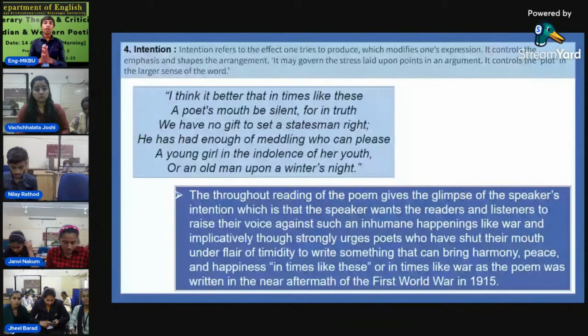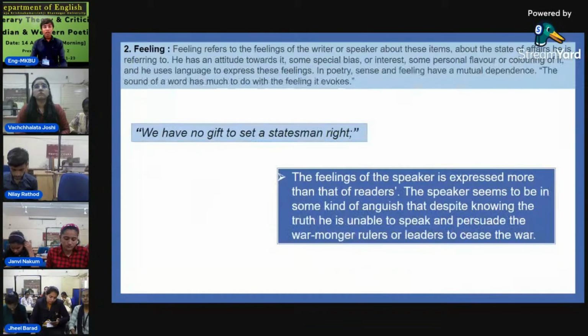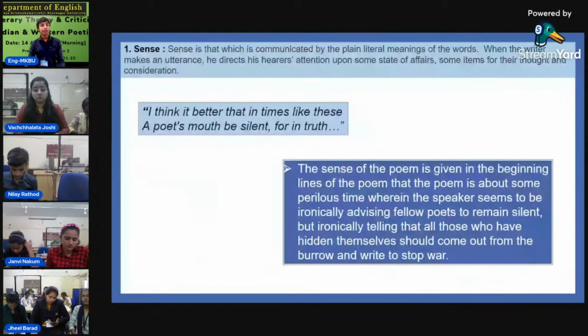So it was all about the language. We saw the two uses of language. One is scientific, which appeals to logic, and another is emotive, which tends to produce emotion in the reader or the psyche of the listener. And we have seen these four kinds of meanings. One is sense. So what is the sense? Let me take it from here.